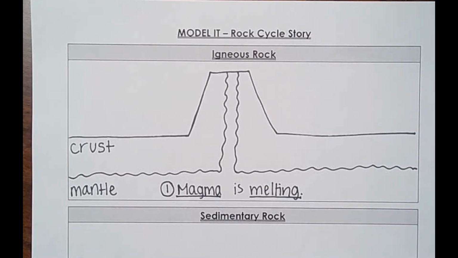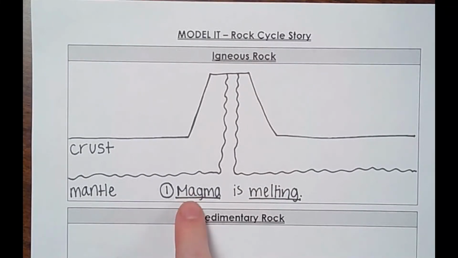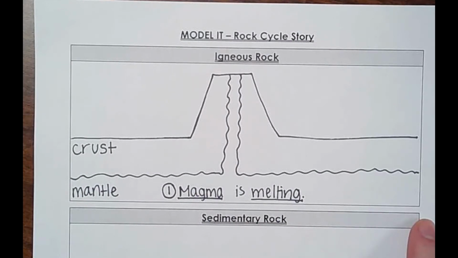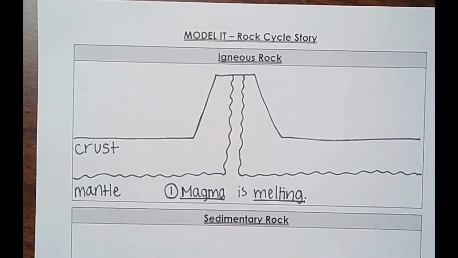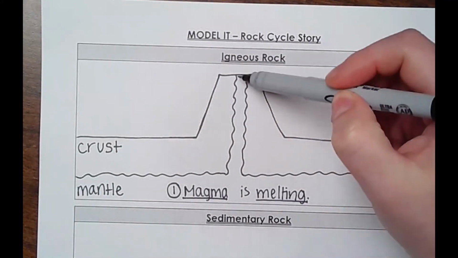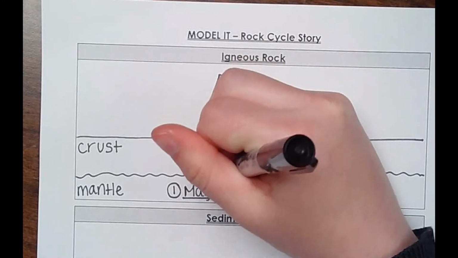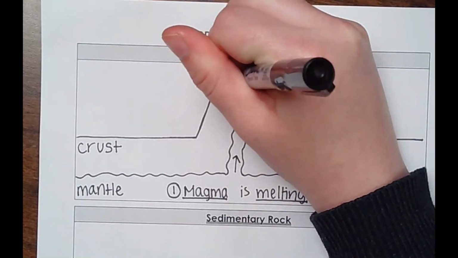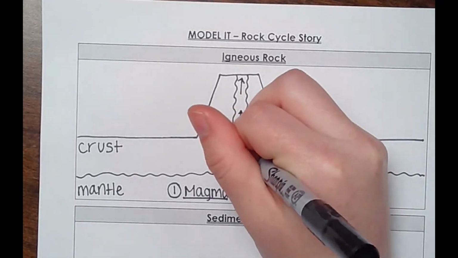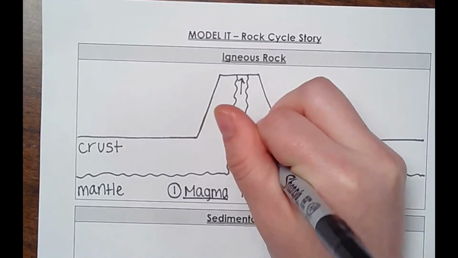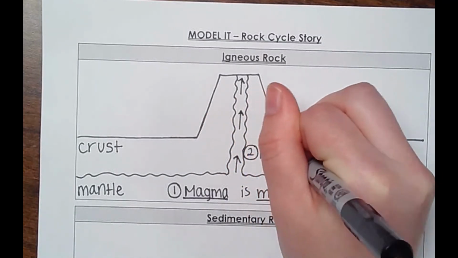All right, so what is going to happen next? I know my story starts here in the mantle where the magma is melting because it is very toasty hot here. So how does it then cool and turn into an igneous rock? Well, the magma has to start rising up the center of the volcano. So I'm going to draw arrows that are pointing up to show that's the direction the magma is rising. And I'm going to put that as the second step: the magma rises up the volcano.